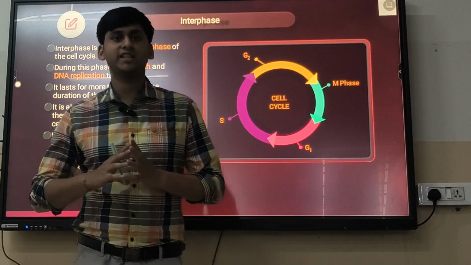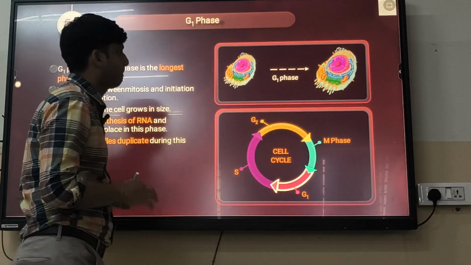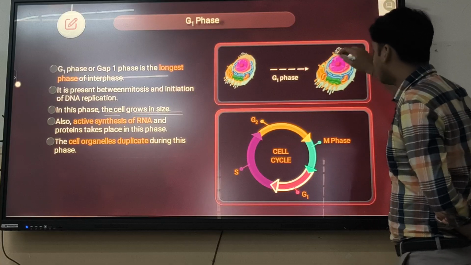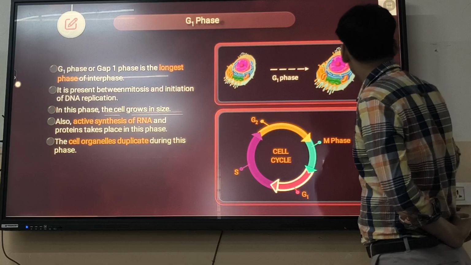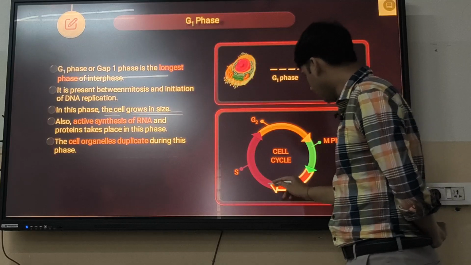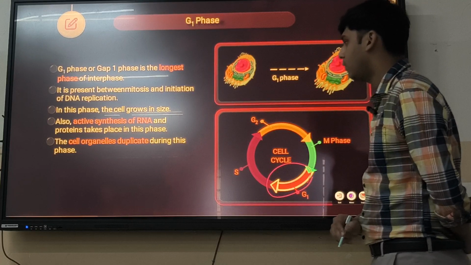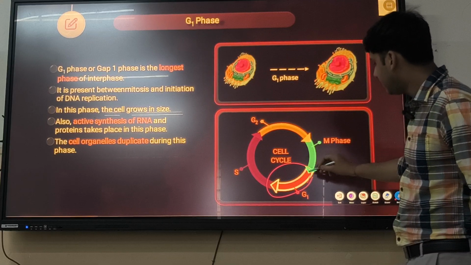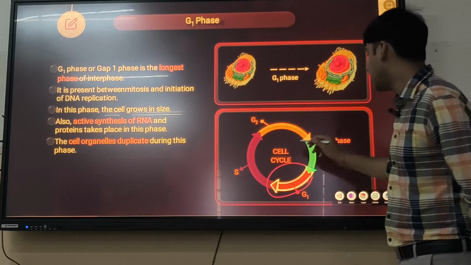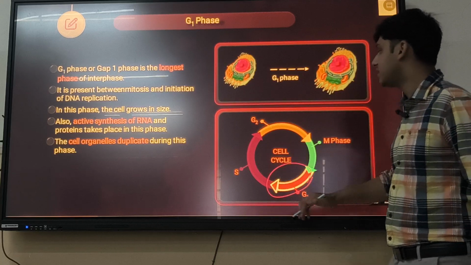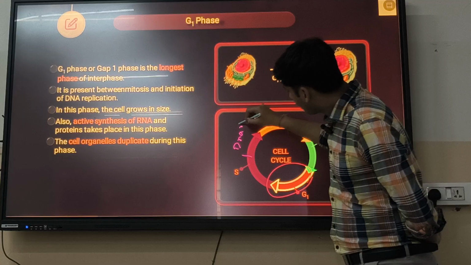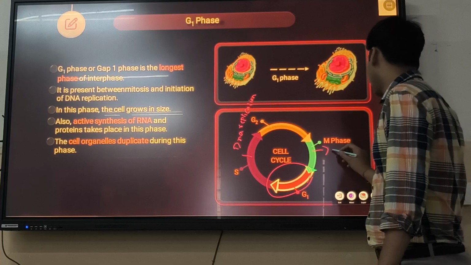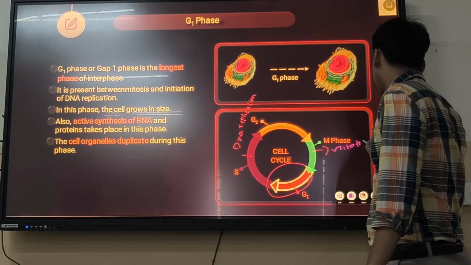Now we will discuss the G1 phase. See, in the G1 phase, this is the parent cell. It has enlarged and you can see the growth. This is the G1 phase we will be talking about in this slide. It is the intermediary between the S phase, in which the DNA replication occurs, and the M phase, meaning the mitotic phase.